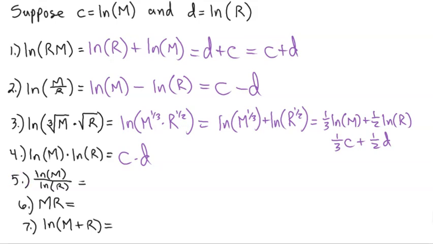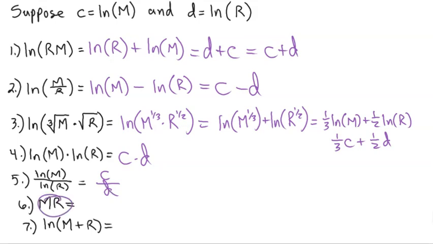Same thing for number 5. Natural log of m divided by natural log of r. This division is not happening inside of a logarithm. It's happening between two logarithms, and so there is no property for this. But natural log of m is c. So that's the numerator, c, divided by natural log of r is d, so it's just c over d.